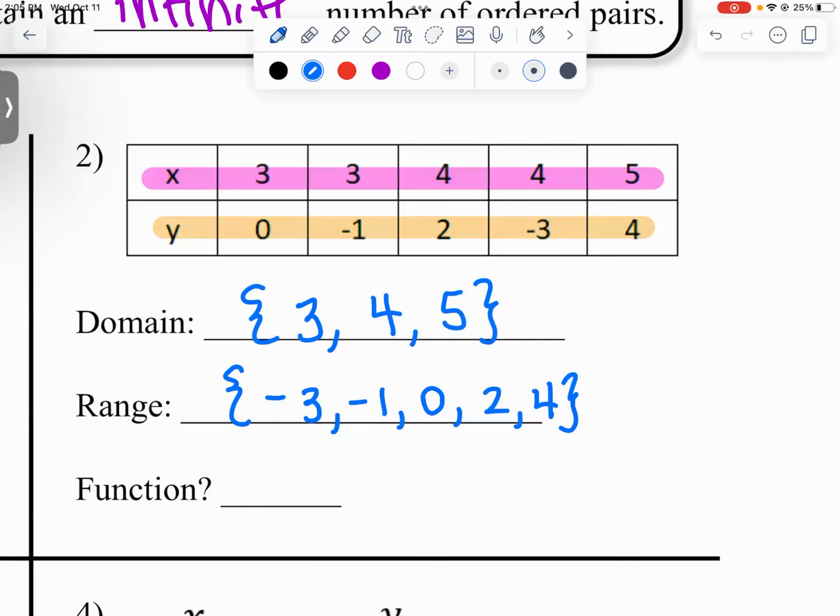Brooks, do you have a question? No, I was going to give you the answers. Is it a function? No. Brooks says no. Drew, do you agree? Why do you agree?